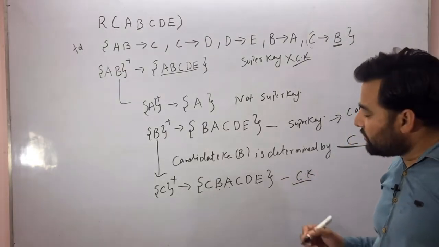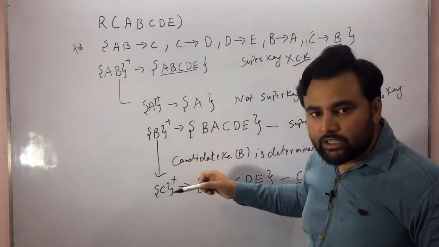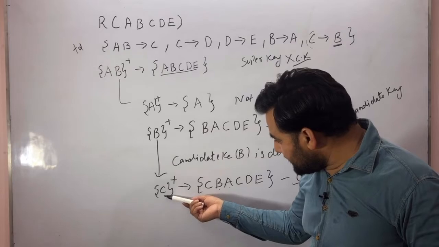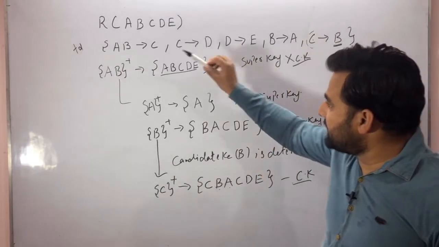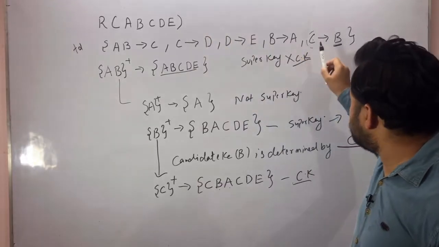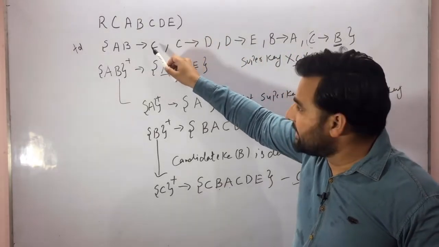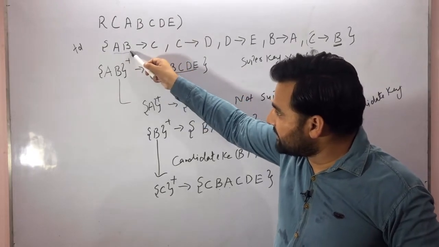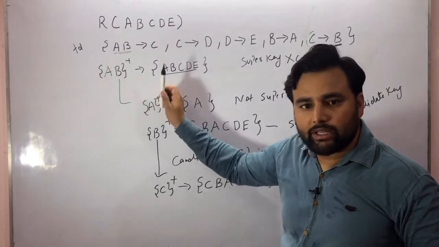Okay, so now we'll check, is there any other candidate key except this B and C? So now we'll see this candidate key C is determined by what attribute. So we'll see in the right hand side, is there C? So here there is a C, but in the left side, what are the attributes? A, B. So we already checked that attribute. This is not a candidate key.